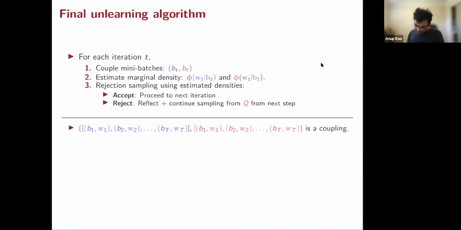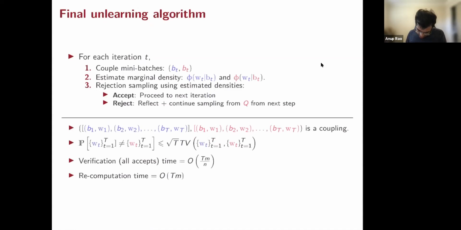And what we can show is that we have a coupling of the joint distribution. It is not a maximal coupling. We are off by a factor of square root T. So we have to do acceleration when we optimize over the parameters. We get the guarantees that I stated.